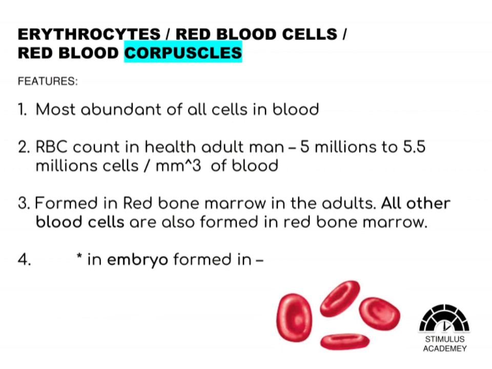These are formed in the red bone marrow in adults. All other blood cells are also formed in red bone marrow. This is an important fact. When students are asked where RBCs are formed, they easily say that red bone marrow is the site. But when asked where other blood cells are formed, it is an important fact that all the other blood cells are also formed in red bone marrow itself.